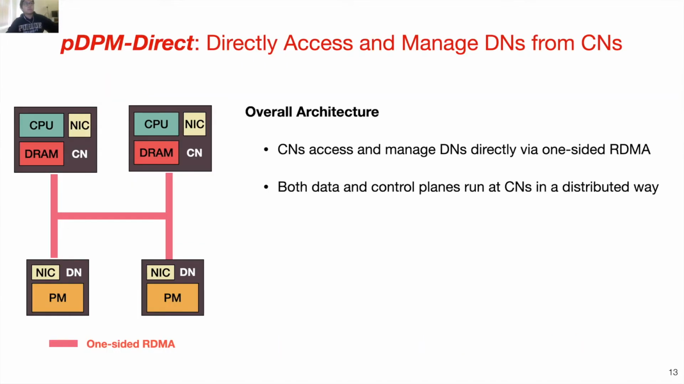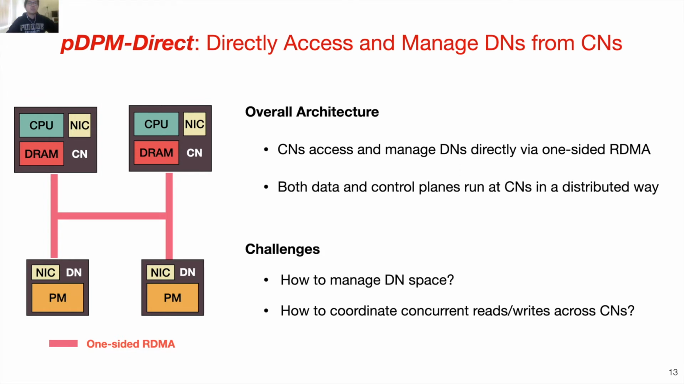In this mode, CNs are regular servers that access and manage DNs directly via one-sided RDMA. Both data and control planes run within CNs. The key feature of pDPM direct is the distributed, unorchestrated CNs, which results in two design challenges: how to efficiently coordinate the management of DN space, and how to coordinate concurrent reads and writes across CNs.